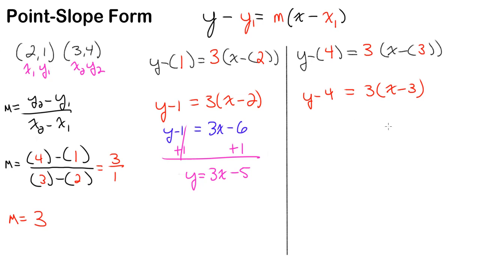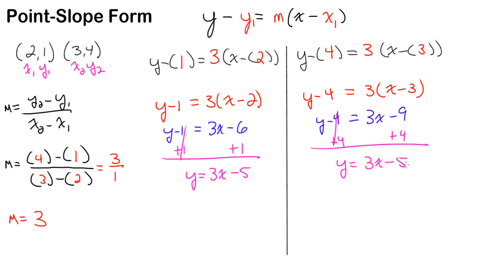Now let's do the same to the other side. So again, we're going to distribute 3 times x is 3x. 3 times negative 3 is negative 9. We bring down the y minus 4. And now we're going to solve for y by adding 4 to both sides. And we get the equation y equals 3x minus 5.